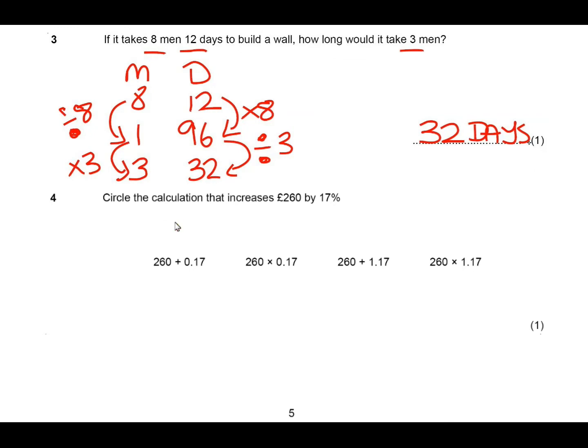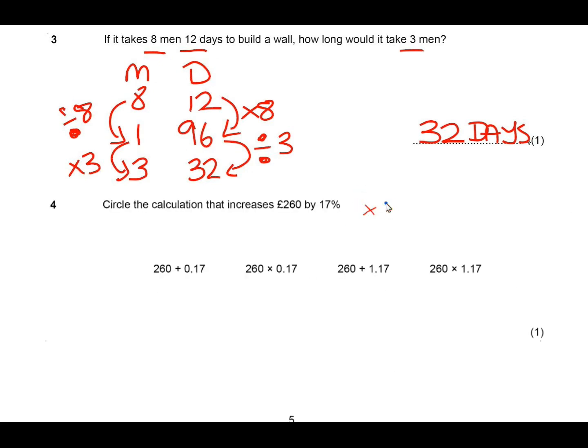Question 4. Circle the calculation that increases £260 by 17%. So you might remember when we do a calculation of the original amount after a percentage change, we use the number method, where if you multiply the number by 100%, you end up with the same number. So we turned it into a decimal, so if we multiply it by 1, it gives us the same number.